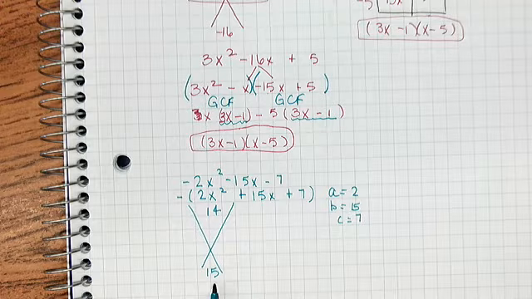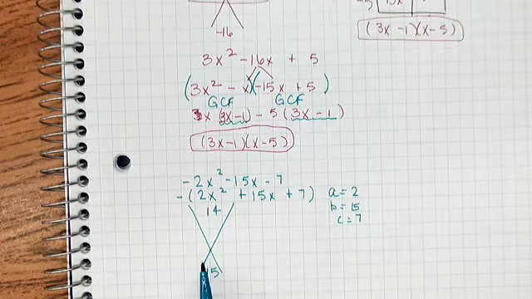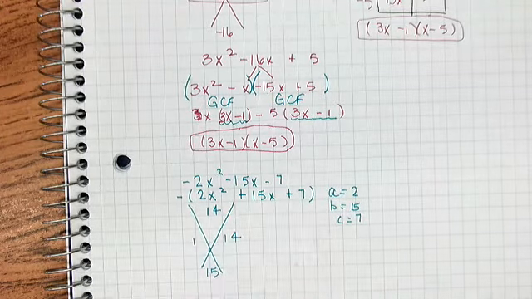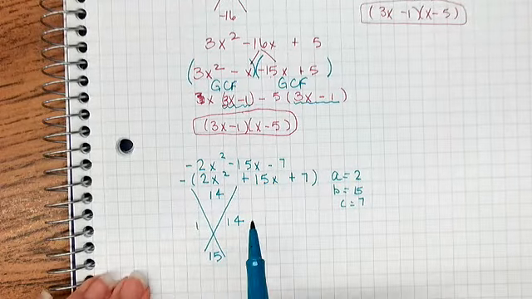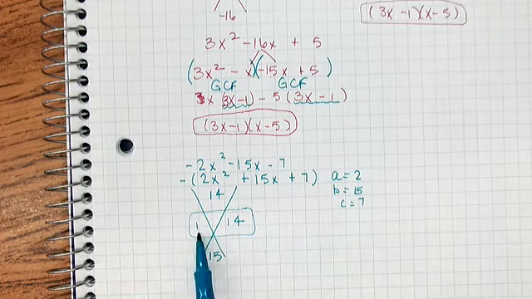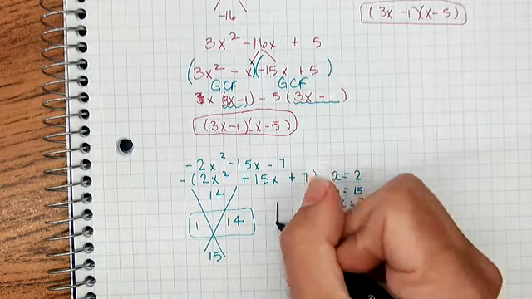So what multiplies to 14 but adds to 15? I think that would be negative 1 and negative 14, but that doesn't work. Oh, sorry. How about 1 and 14? There we go, just kidding. 1 times 14 is 14. 1 plus 14 is 15. I'm going to make the box.